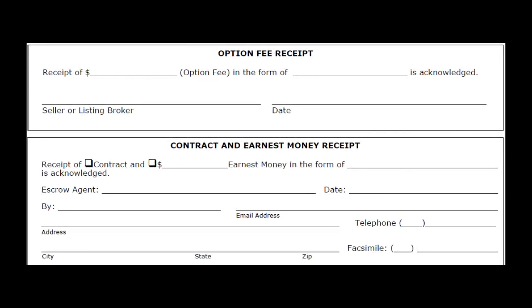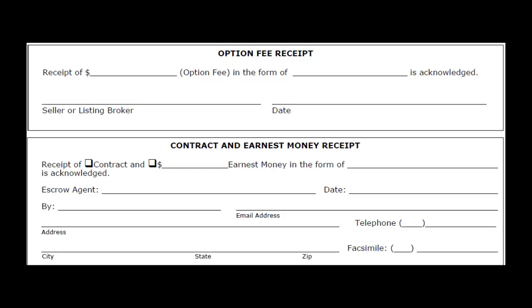And then here are the two receipts. So you have the option fee receipt. We've already gone over that. That needs to be completed, and that option fee is not going to be considered as received until that receipt is filled out. Then you've also got the contract and earnest money receipt. This is a receipt for the earnest money. I always make sure that the title company actually fills this out. I wouldn't have anybody else fill this out.